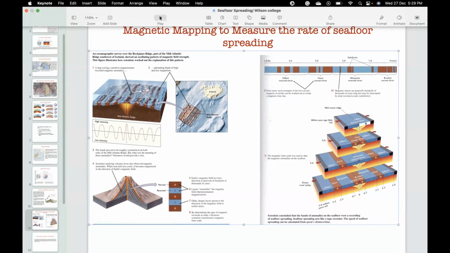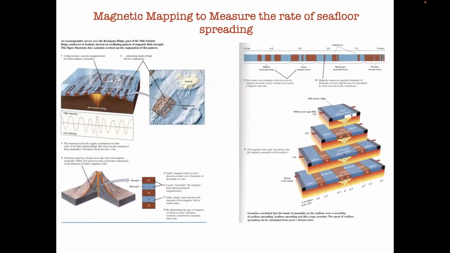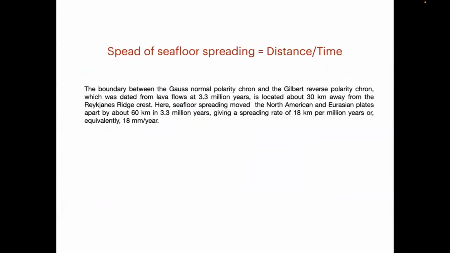Okay. So I will continue from how the speed of this sea floor spreading is being measured. So we generally use the simple formula of speed, which is equal to distance by time. Okay, so for example, you take the boundary between the Gauss normal polarity chron and the Gilbert reverse polarity chron. So the dates which I have mentioned here, that's the time. So this is being calculated by the absolute dating method.